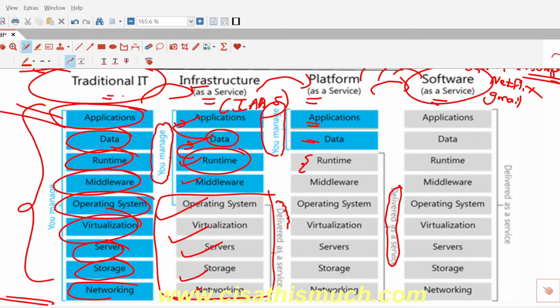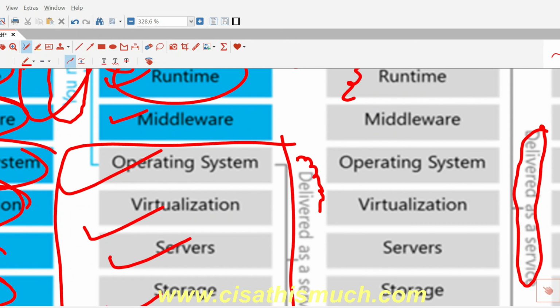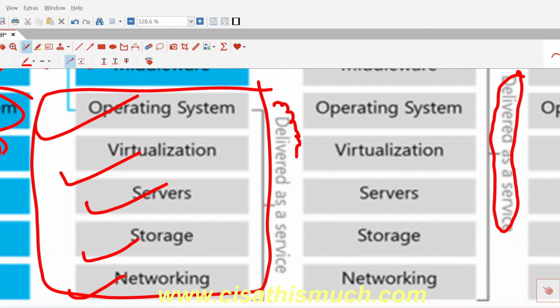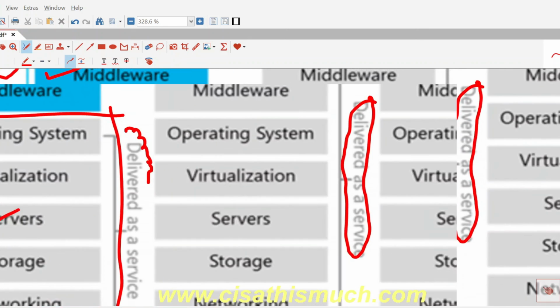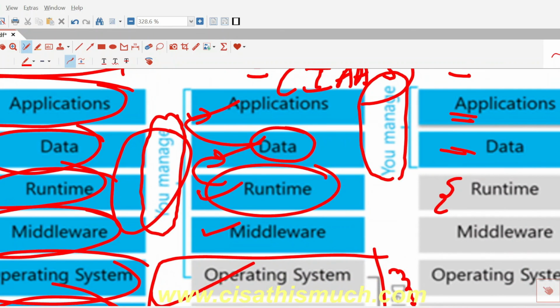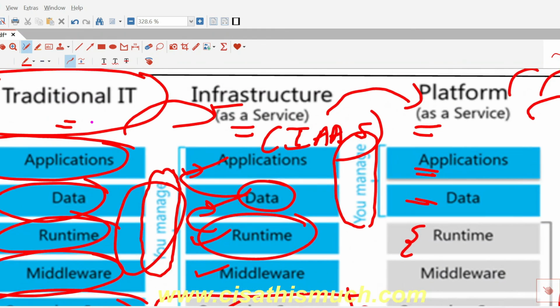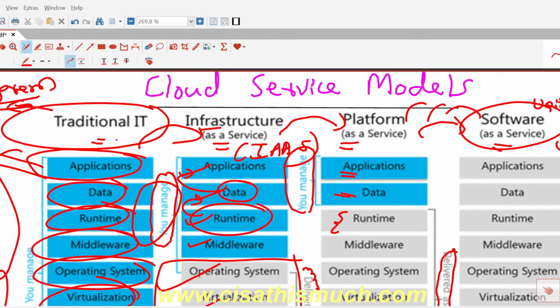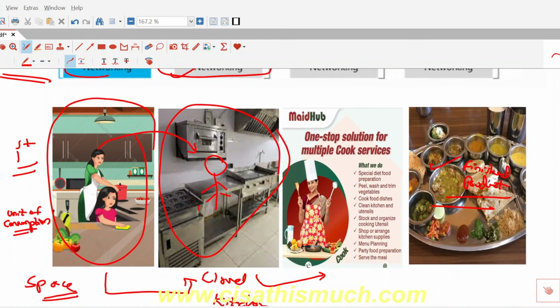The only change in infrastructure as a service or platform as a service or software as a service is what you will be managing, what vendor would be managing. What you will be managing, what would be given to you as a service. So that's why they have kept these two boxes. Okay, the blue color and the gray color, right? So the gray ones are delivered as a service. And these blue boxes, you are managing it. That's the only difference. Okay, and this entire thing becomes very much easier when you understand this example. So I hope everyone has understood what I wanted to convey over here.